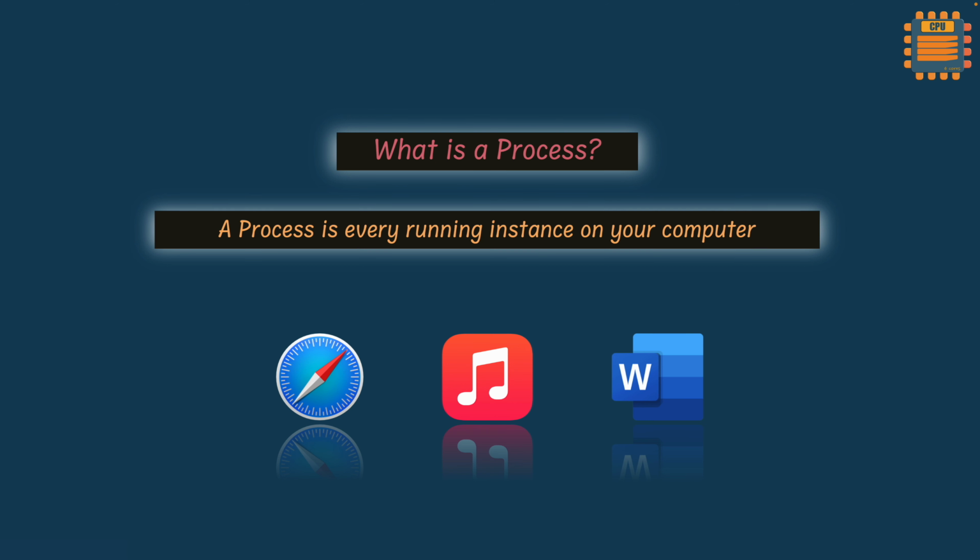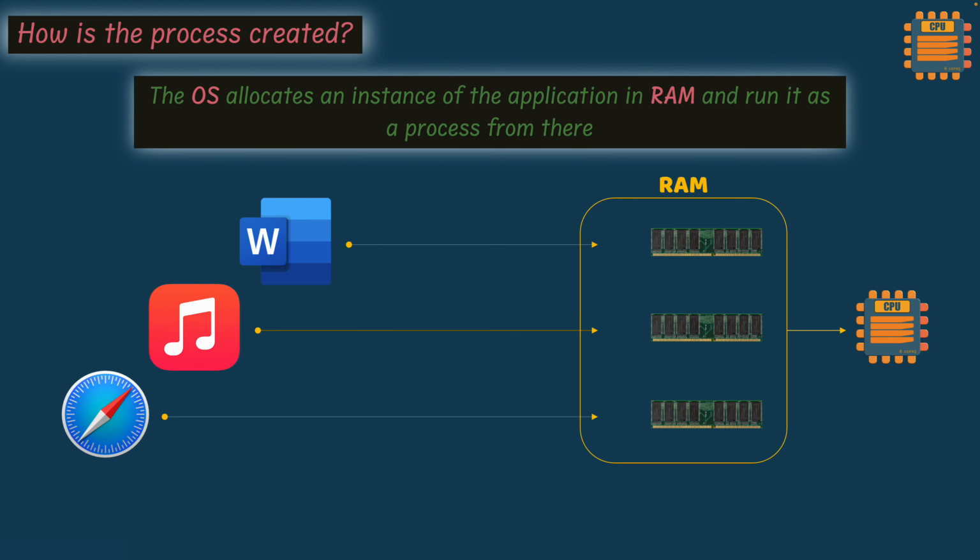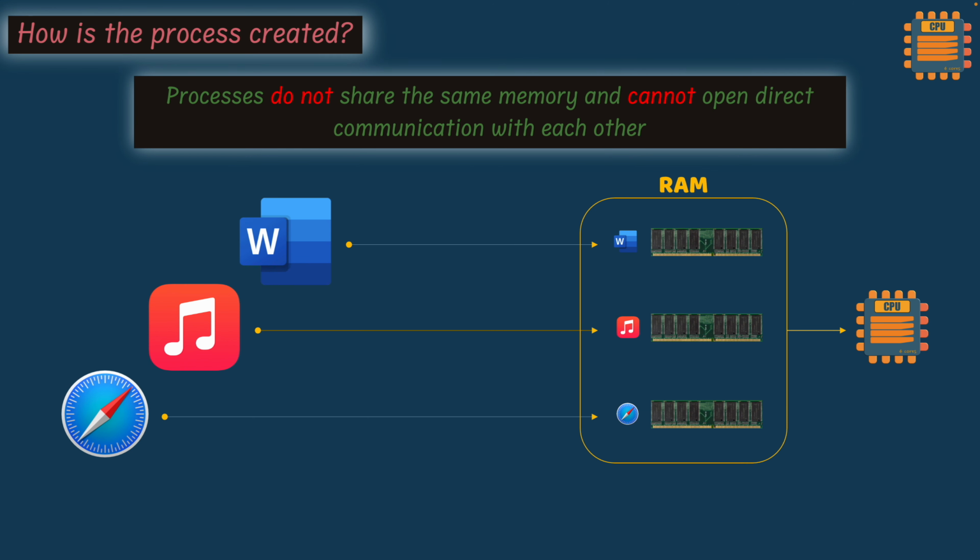All processes are managed by the operating system itself. How are processes created? For example, if you double-click on Microsoft Word, the operating system allocates an instance of the application in random access memory and runs it as a process from there. Same thing for Apple Music and Safari browser. Now this is very important. Processes do not share the same memory and cannot directly communicate with each other.